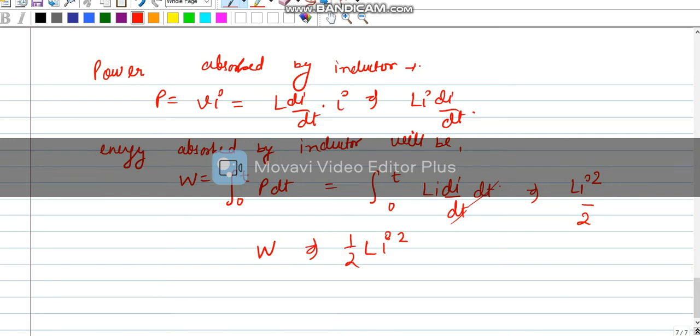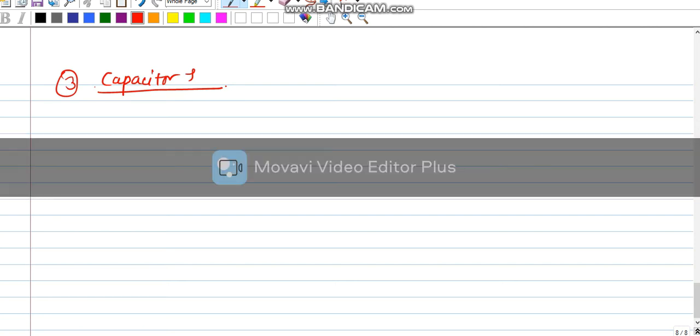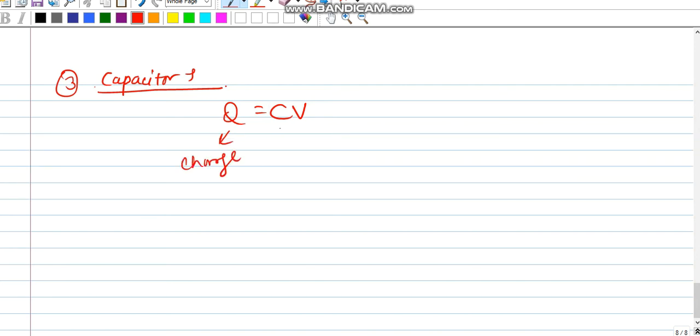Now the next, third element is the capacitor. Capacitance is the capability of an element to store electric charge within it. We know the formula Q is equal to C into V, where Q is the charge stored inside the capacitor, C is the capacitance, and V is the potential difference.